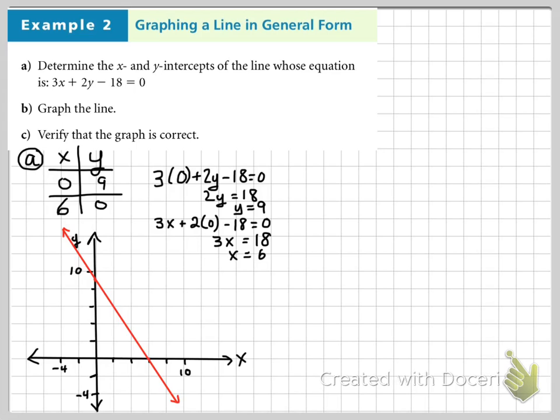Now to verify that the graph is correct, you're going to have to take another point. Say we took the point x is 2, y is 6. That point right there. You plug it in, and you see that 3 times 2 is 6, plus 2 times 6 is 12, 6 plus 12 minus 18 is 0, so you verified that that does belong on the graph.